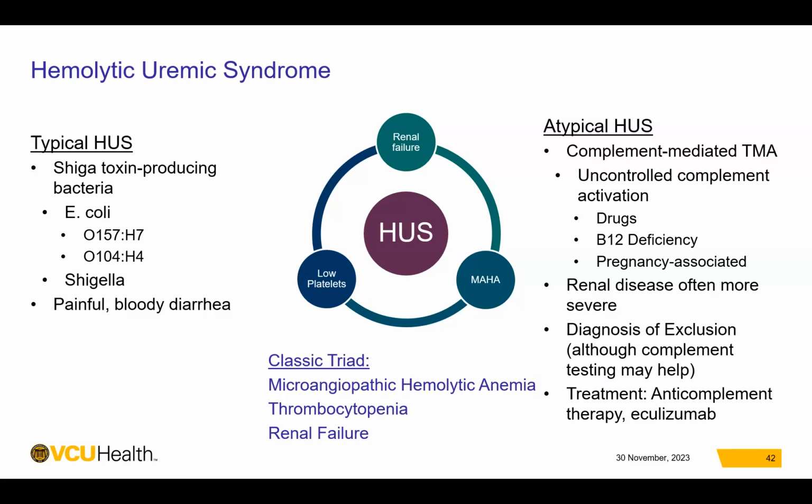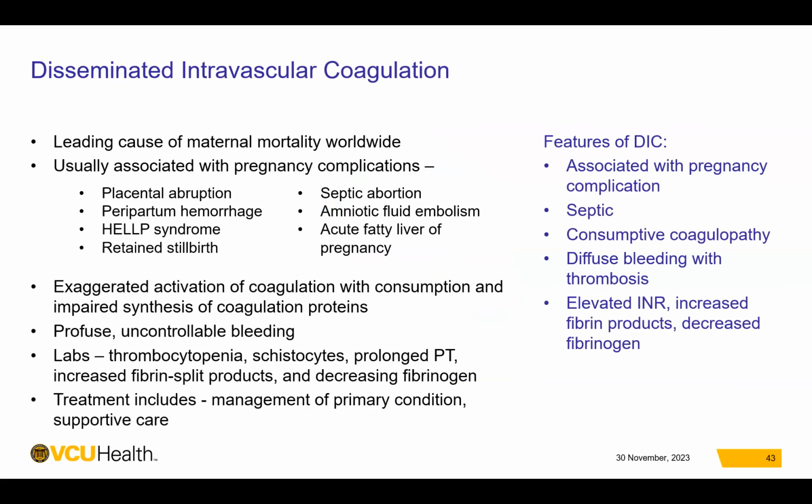There are complement tests that you can do, but they're not definitive. And so the treatment is aimed at the complement pathway, like with medicines like eculizumab. So I like atypical HUS. I'm going to keep that on my differential too.